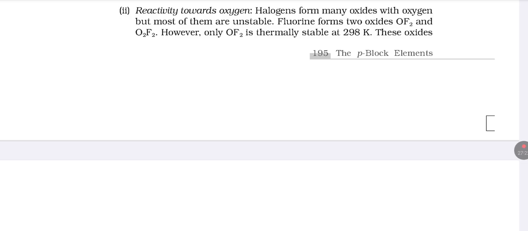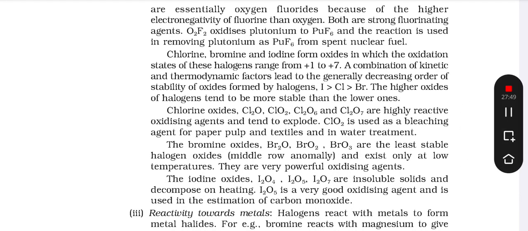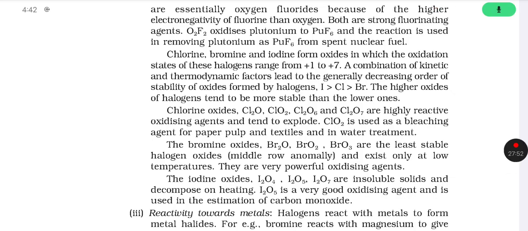Reactivity towards oxygen. Halogens form many oxides with oxygen, but most of them are unstable. Fluorine forms two oxides, OF2 and O2F2. However, only OF2 is thermally stable at 298 Kelvin. These oxides are essentially oxygen fluorides because of the higher electronegativity of fluorine than oxygen. Both are strong fluorinating agents.